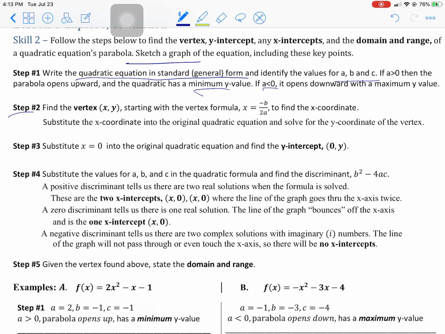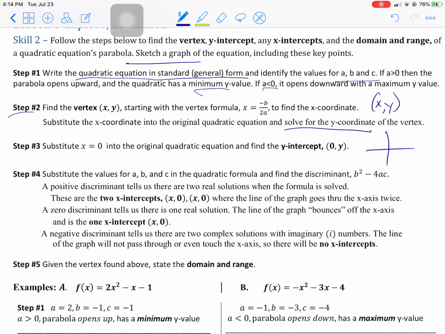Start with the formula to find the x-coordinate, right? This is the x-coordinate of the vertex. Once you find the x-coordinate, you use it to find the y-coordinate of the vertex. Okay, these are the steps. We've been doing that part. Then it wants you to find the y-intercept.